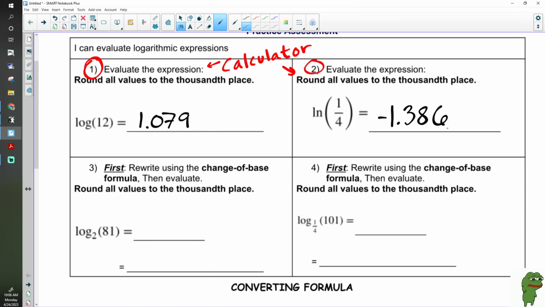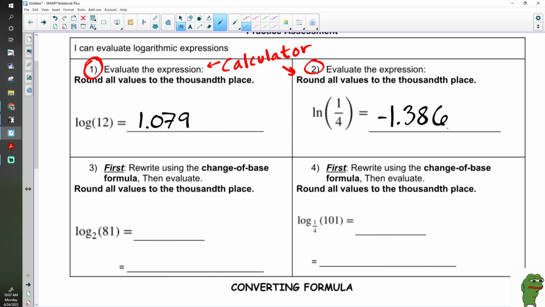They're going to be us figuring out and you telling us if you know how to use the log button on your calculator and the ln button. Okay? The only difference is we switched up the numbers on the inside a little bit, but make sure you can type those in. Now, it gets just a tiny bit trickier with 3 and 4, but just a tiny bit.